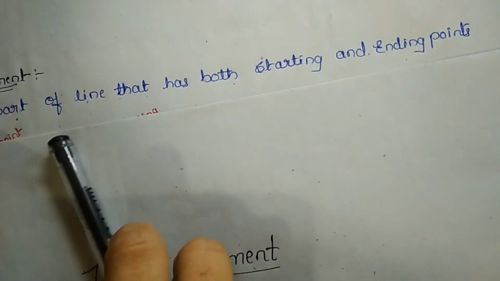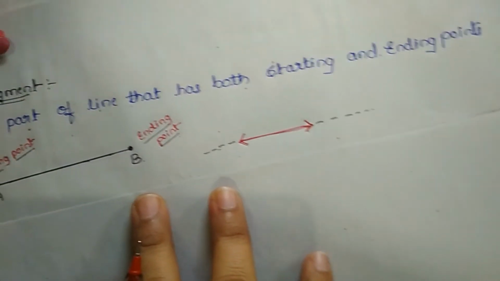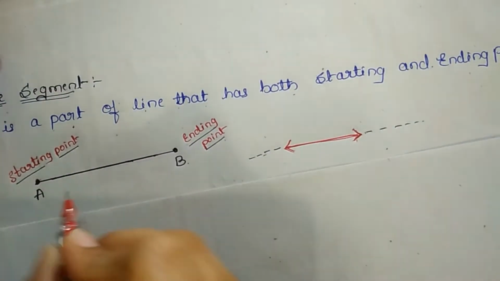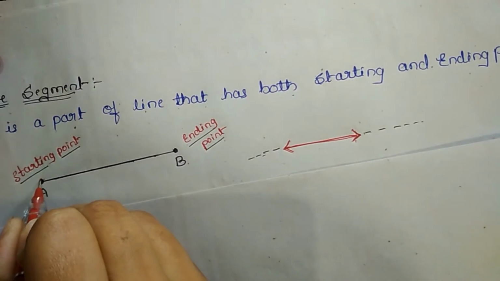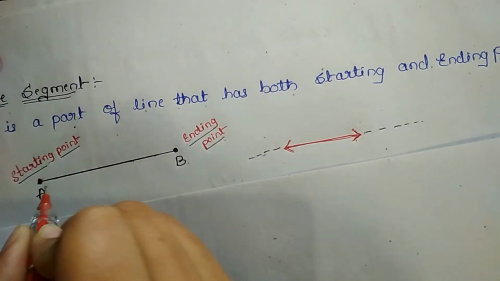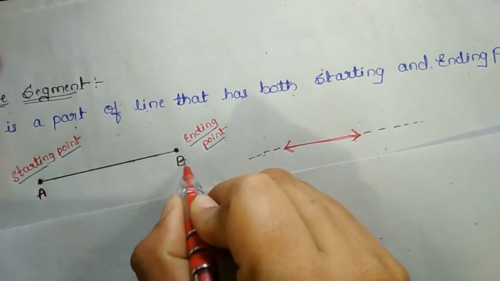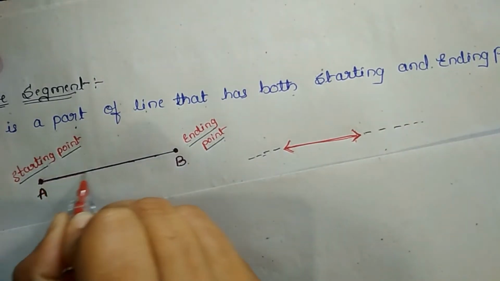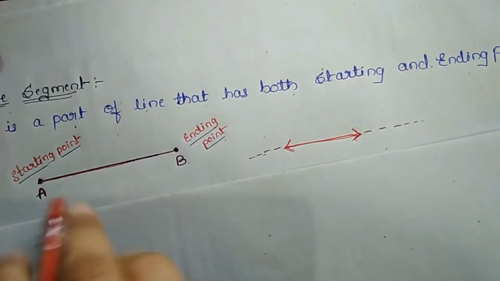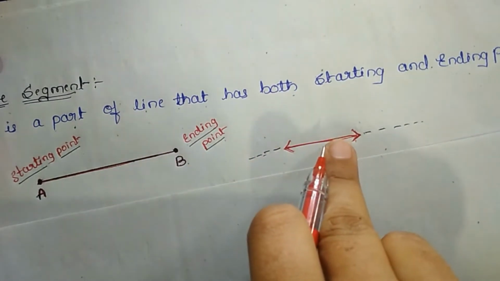What is a starting and ending point? We'll move with the example. Here is the starting point. Here is the ending point. If I take an example of a line segment, A is the starting point and B is the ending point. Here is the line. You can see it is not a complete line. It is a part of a line.